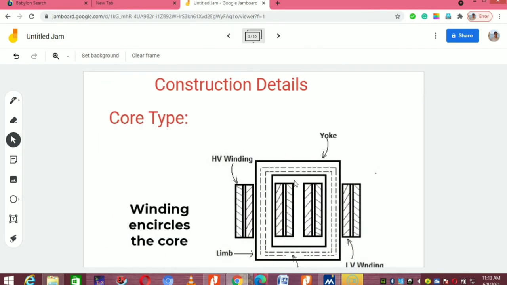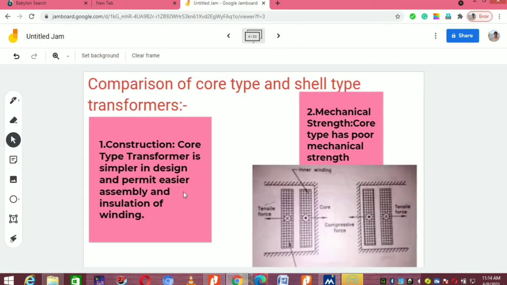See the figure. This construction is very simple. Design is also very simple, and arranging installation is also very easy. See, arrangement is not complex. Next, if you talk about the mechanical strength, core type has poor mechanical strength.